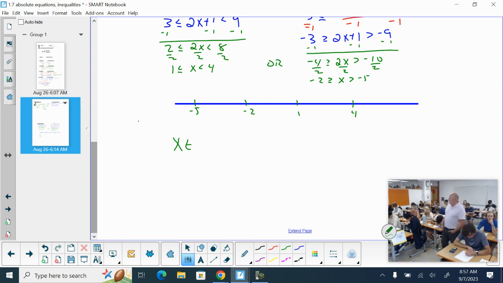Also watch your open and closed dots. Also in your interval notation, we have open dot, closed dot, what goes in our interval notation in regards to your brackets or parentheses.